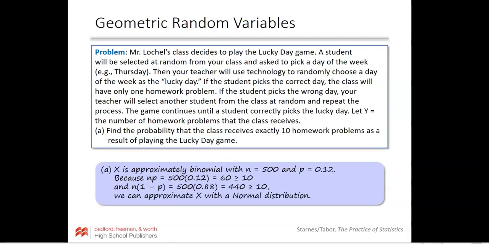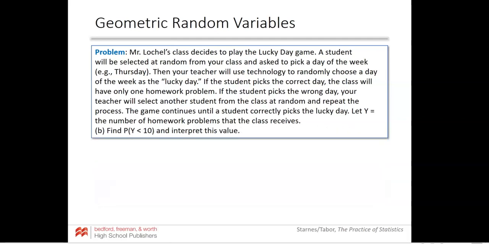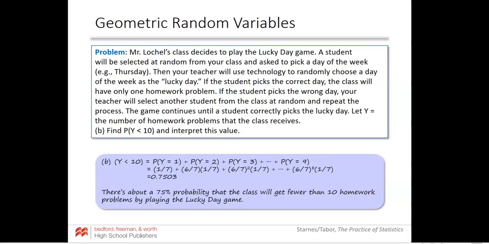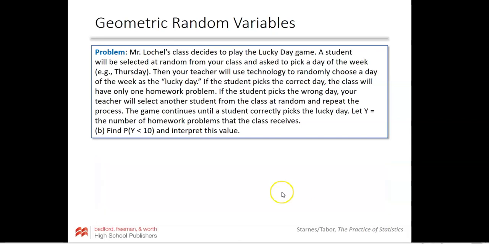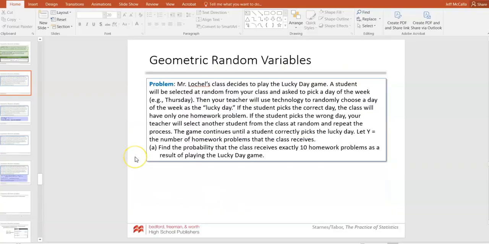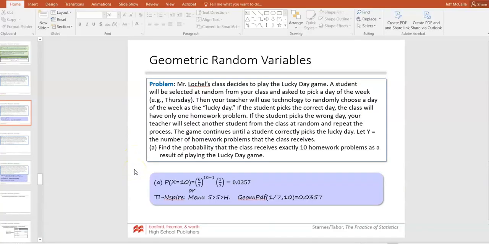Find the probability that the class receives exactly 10 homework problems. Let me fix this here. Okay, sorry, I fixed the mistake there.